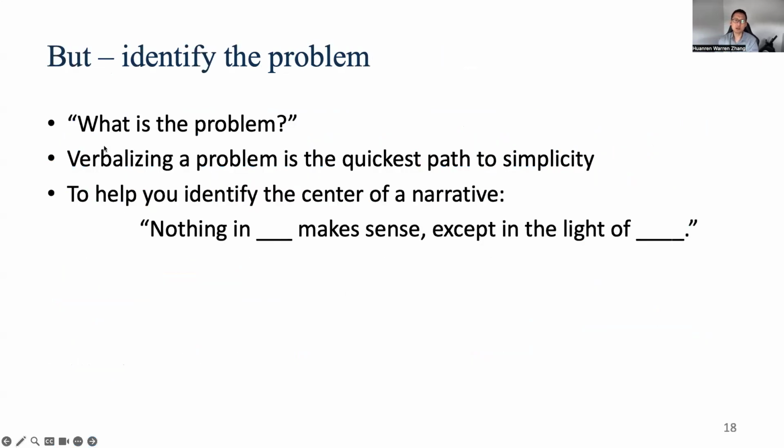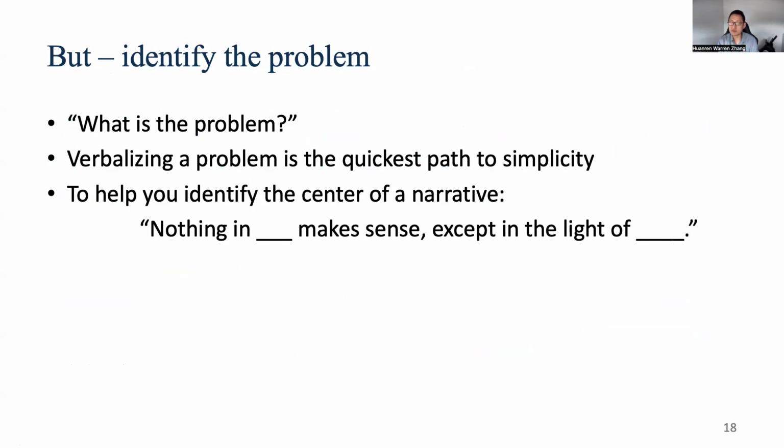Right? Now, that's the end part. Now, the core of the message, the problem part, the "but" part. In this part, you should identify the problem. You will try to answer this question: what is the problem? Whenever you try to construct a message, you should think about and answer the question, what the problem is.